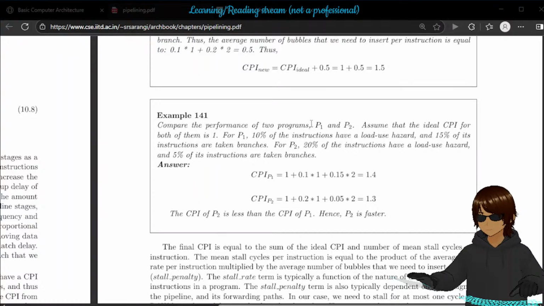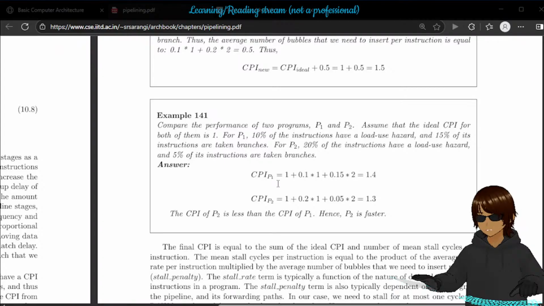Compare the performance of 2 programs P1 and P2. Assume that the ideal CPI for both of them is 1. For P1, 10% of instructions have a load use hazard and 15% of the instructions are taken branches. For P2, 20% of the instructions have a load use hazard and 5% of instructions are taken branches.